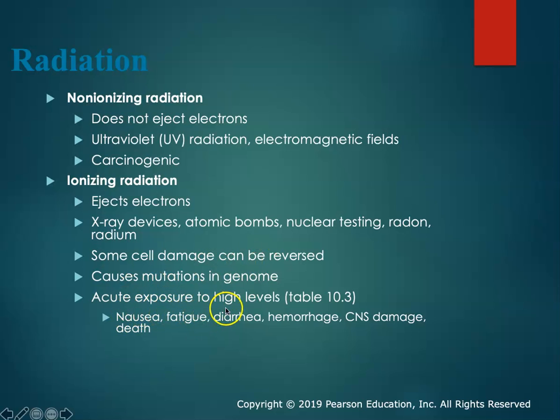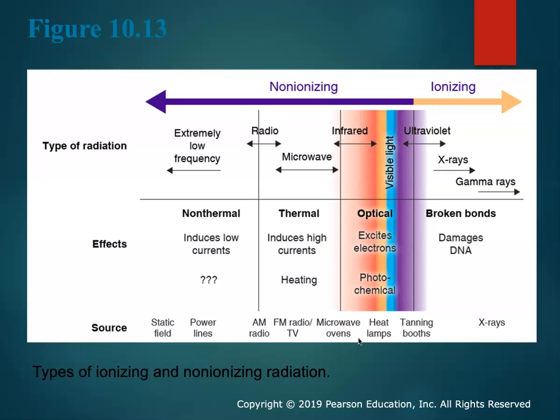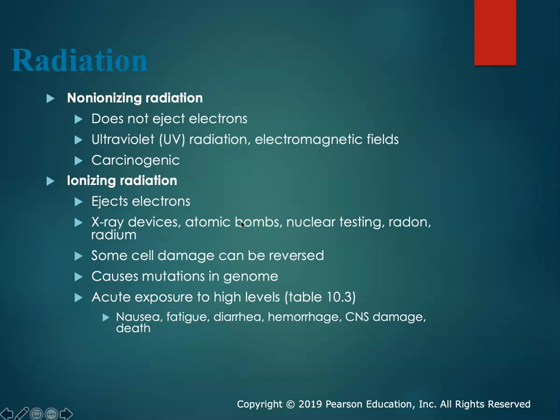It says acute exposure to high levels, and we'll look at this table that's on the next slide in a second, can lead to nausea, fatigue, diarrhea, hemorrhage, CNS damage, and death, if it's high enough levels. So if you look at this table here, did I say table 10.3?